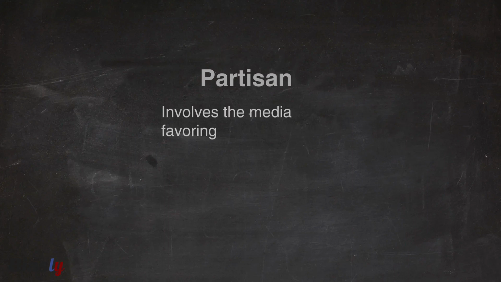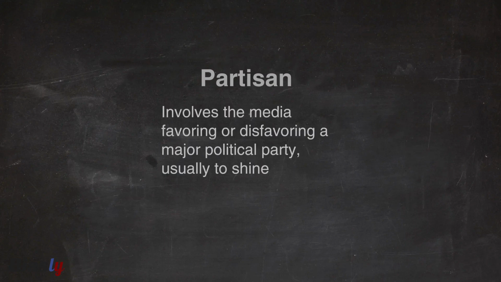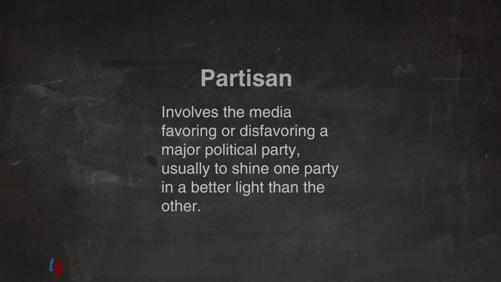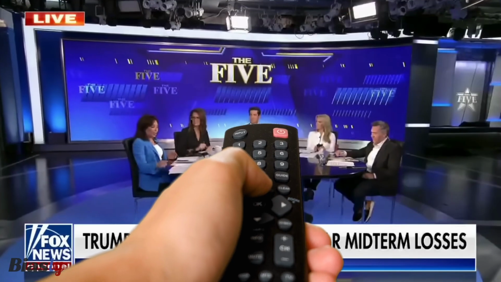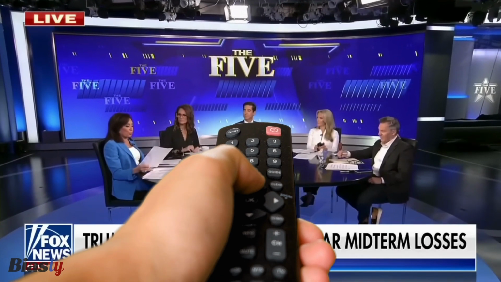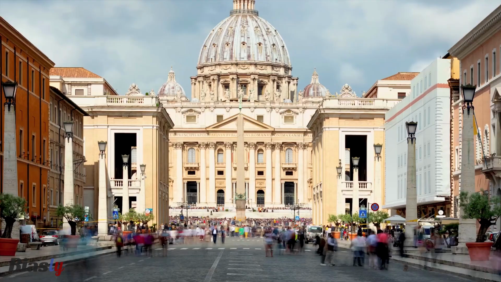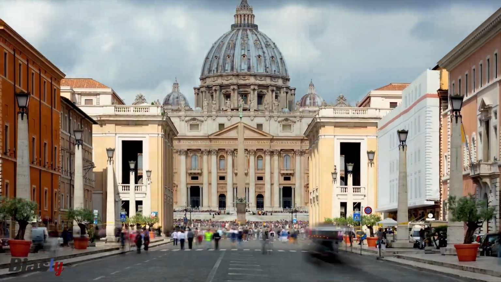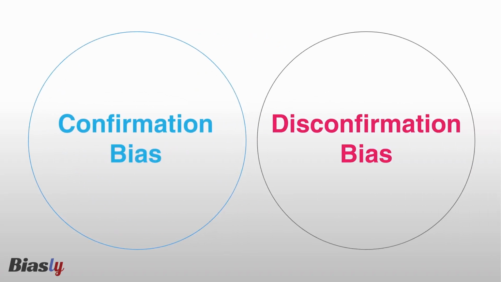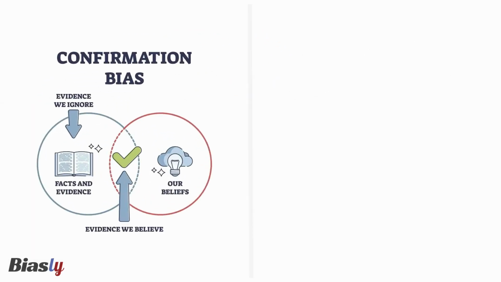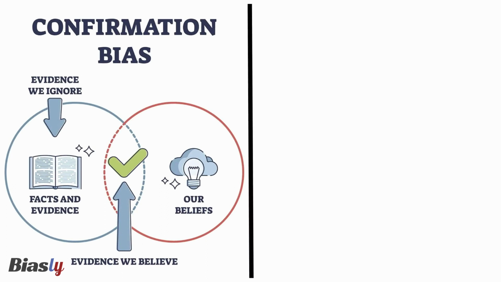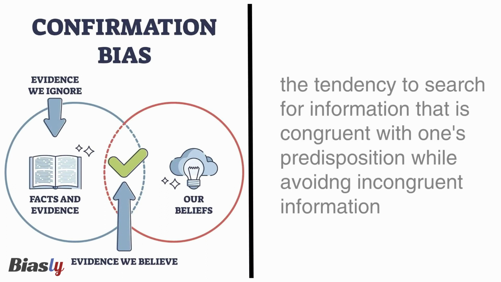Partisan bias involves the media favoring or disfavoring a major political party, usually to shine one party in a better light than the other. After all, when it comes to politics, people want to consume media that reinforces their ideals and attacks their opponents. The consumer's desires are reflected in the media as partisan biases, specifically confirmation bias and disconfirmation bias.